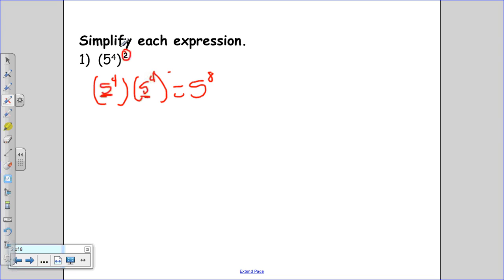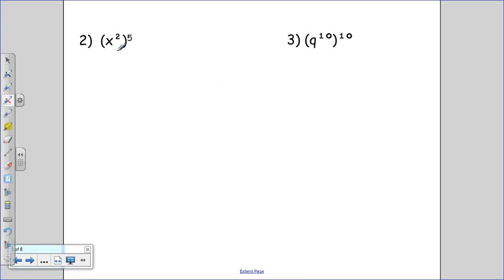So I could just look at my two exponents right here. 4 and 2. 4 times 2 is 8. And that's how I get that number right there. So with power to a power, you actually multiply the exponents instead of adding them. So x squared to the 5th power would be x to the 10th. 2 times 5 is 10. Q to the 10th to the 10th. One base, two exponents, multiply. 10 times 10 is 100. Q to the 100.